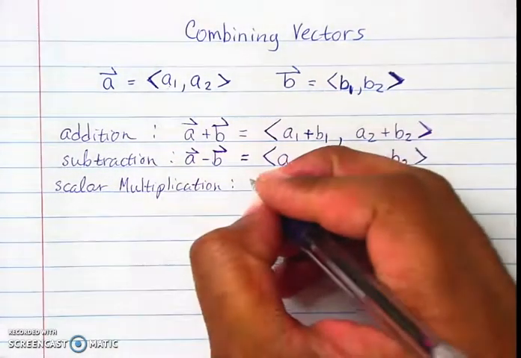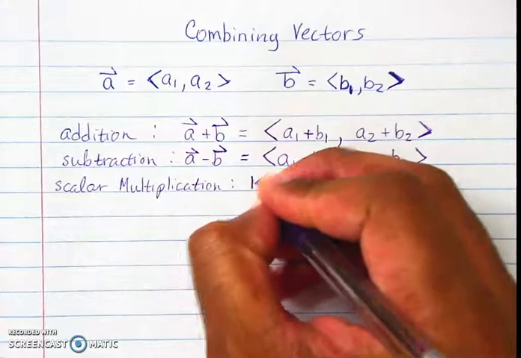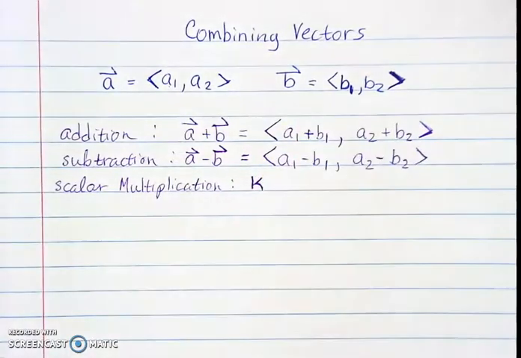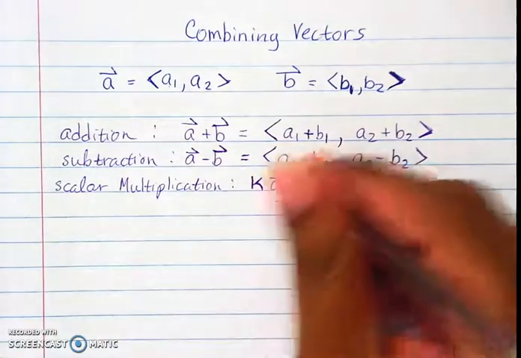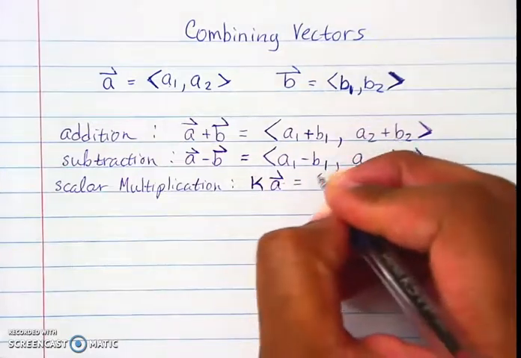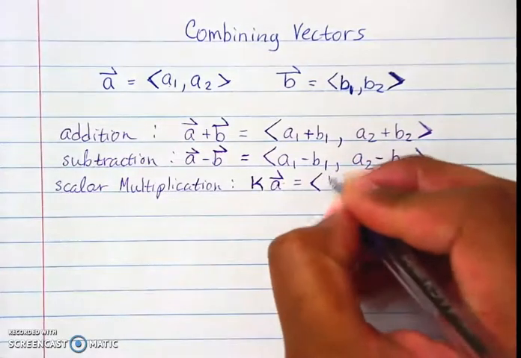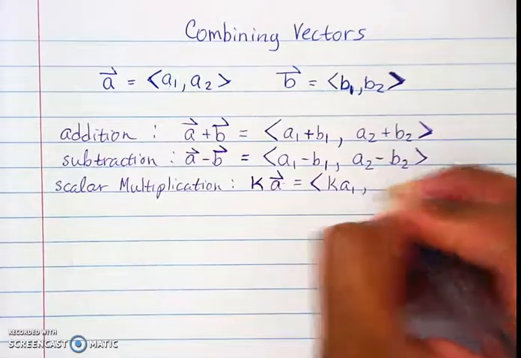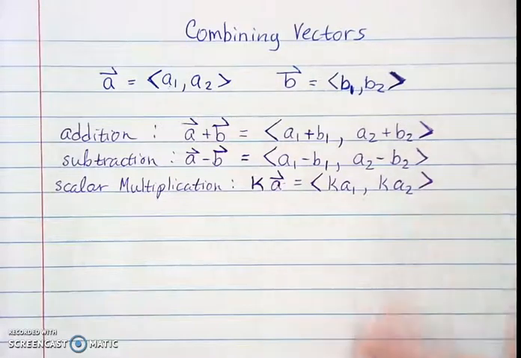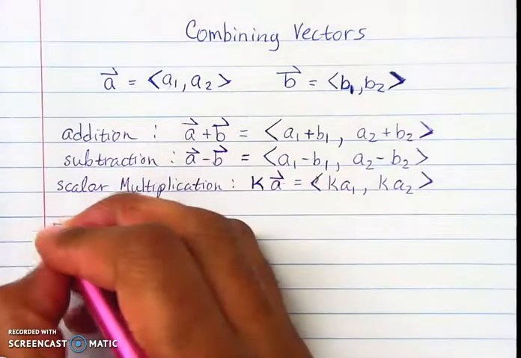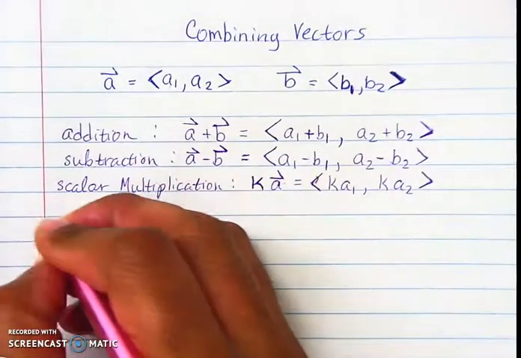And then with scalar multiplication, we're going to use the letter K as a number, not a variable, but some constant. And all we're going to do is take the vector A and multiply the first element in that vector by K, and then multiply the second element in that vector by K. And that's it. That's all it's going to be. So we have our last example here, and then we are done with vectors for now. That's all vectors are. Simple, easy, not hard.